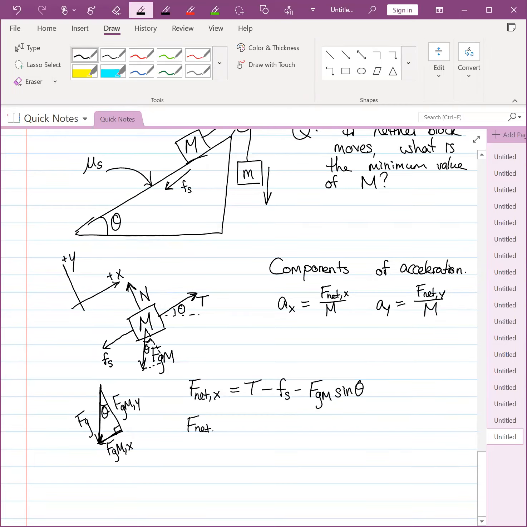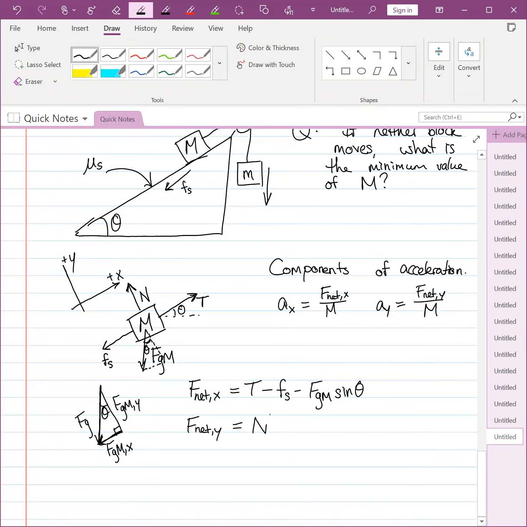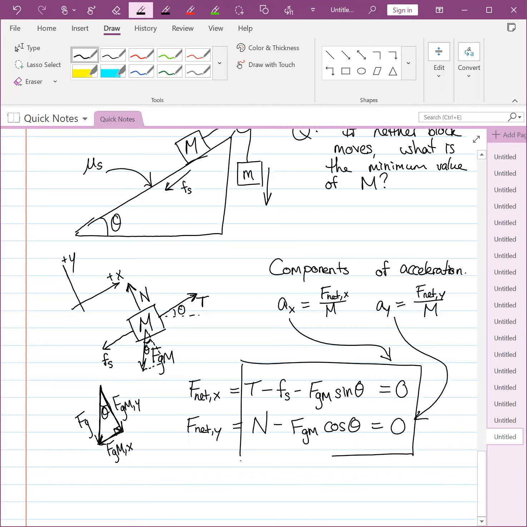Similarly, the net force in the y direction is a little bit easier. You only have the normal force pointing up. And then again, we have a gravitational force pointing down, and it has the other component of the triangle. So that would be FGM cosine of theta. Now we know that both of these are equal to 0 because the accelerations are equal to 0. So we have a set of equations that are going to help us.